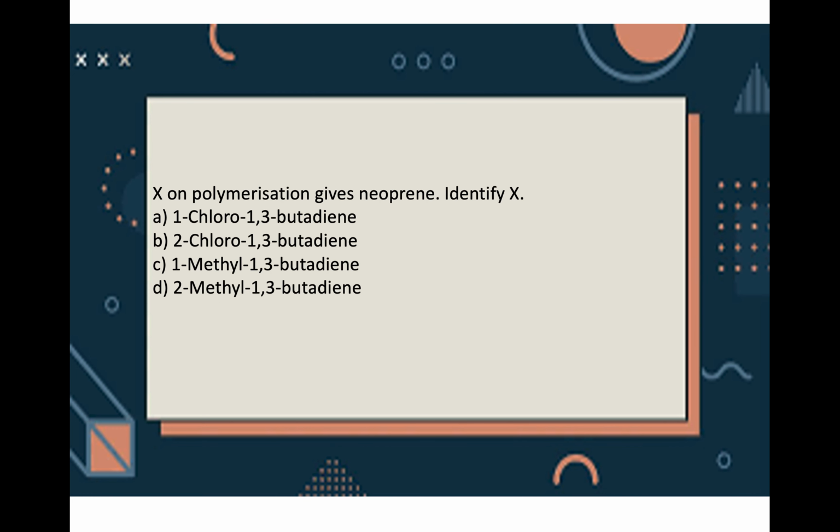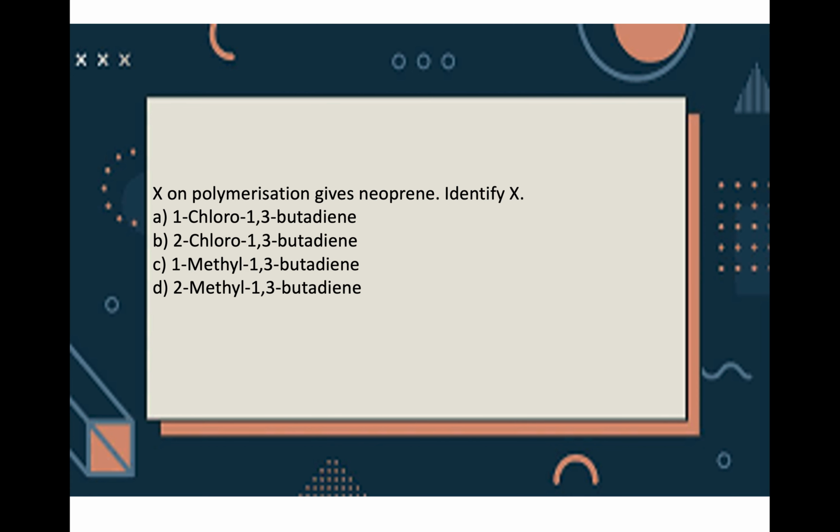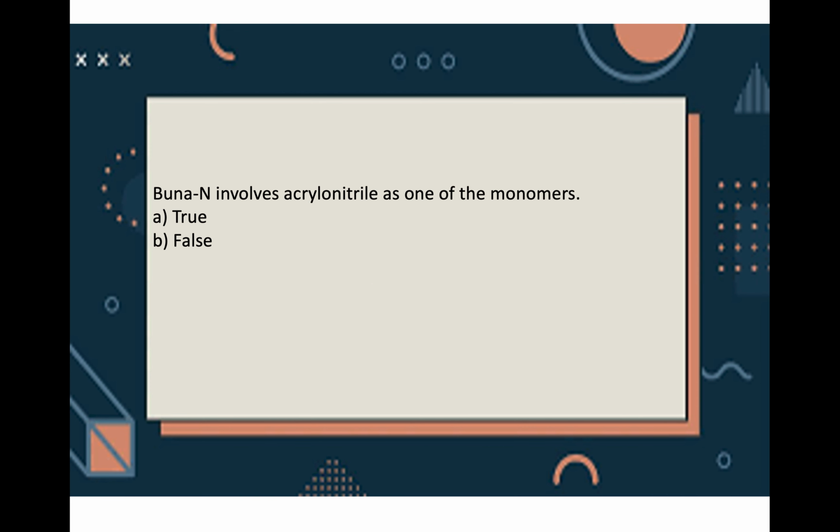Now X on polymerization gives neoprene. What is X? A, 1-chloro-1,3-butadiene, B, 2-chloro-1,3-butadiene, C, 1-methyl-1,3-butadiene, and D, 2-methyl-1,3-butadiene. Answer is B, 2-chloro-1,3-butadiene. So neoprene, what is it? It's a synthetic, artificially made rubber obtained from addition polymerization of chloroprene, that is 2-chloro-1,3-butadiene, by free radical mechanism. So the stability towards oxidation is better than natural rubber.